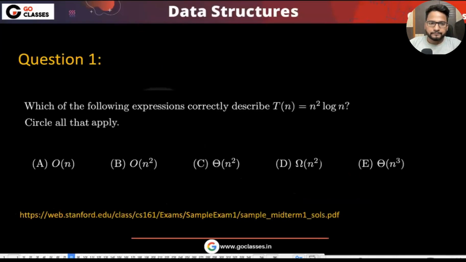Cool. Let's take this first question, which is from Stanford. The question is, I think, very easy. They are saying n square log n. So if T(n) is order of n square log n, it means what?